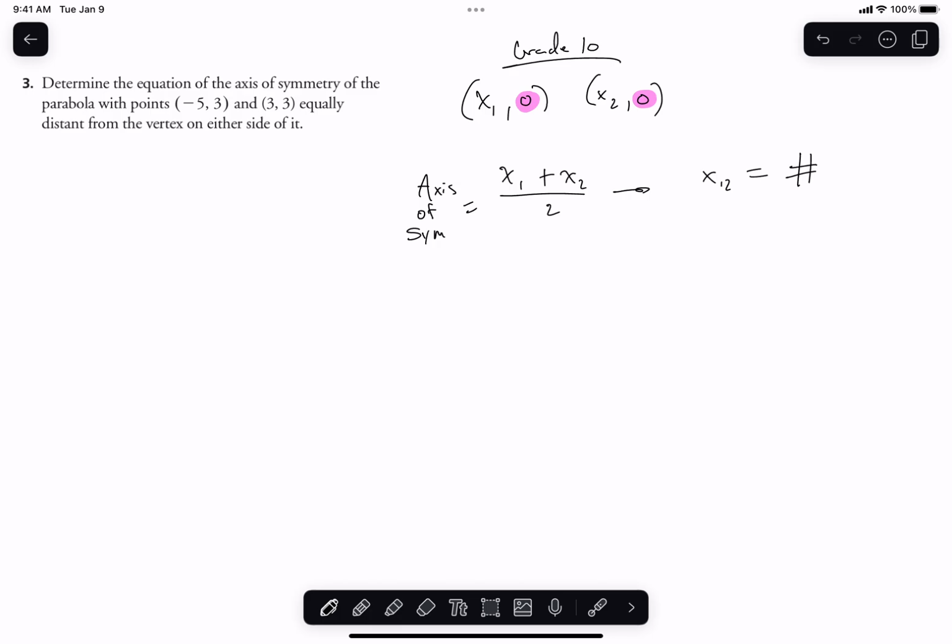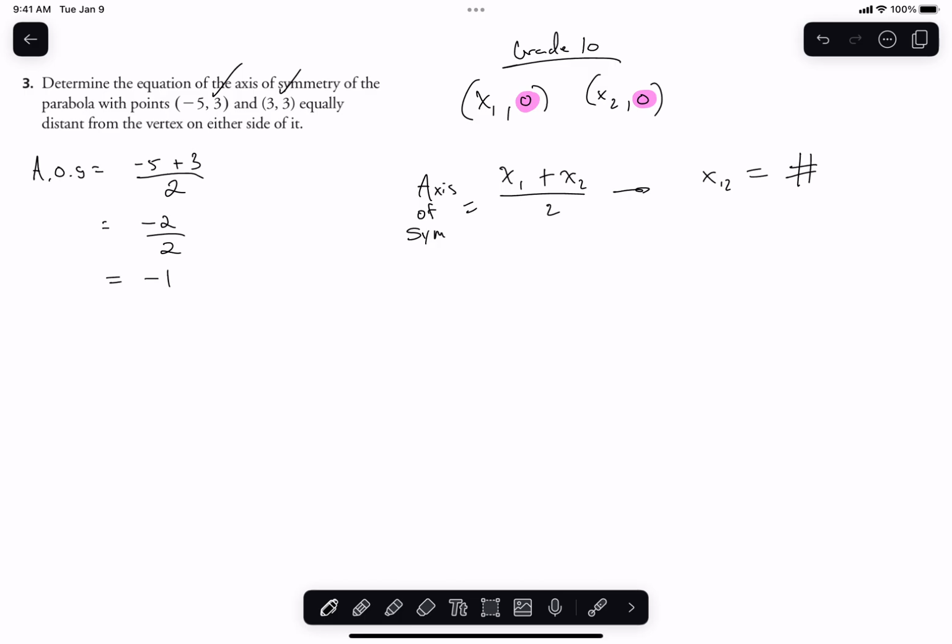So all we're going to do, because these two y values match, is that your x1 in this instance is going to be -5, and your x2 is going to be 3. And so your axis of symmetry, which I'll call AOS instead of writing this out every time, is going to equal (-5 + 3) divided by 2, which is -2 divided by 2, which is -1.